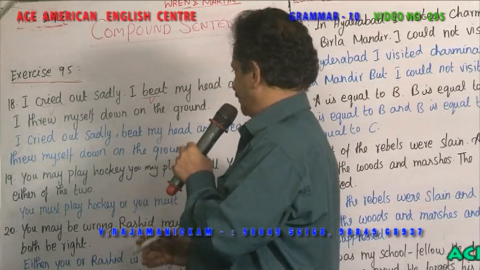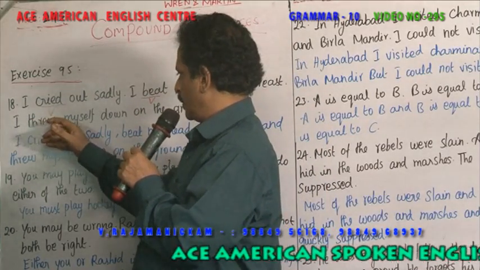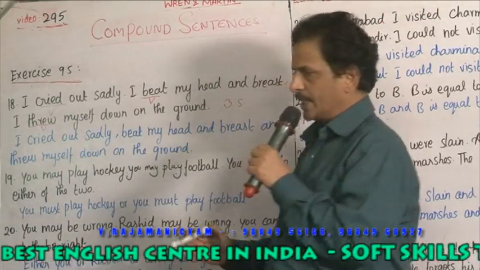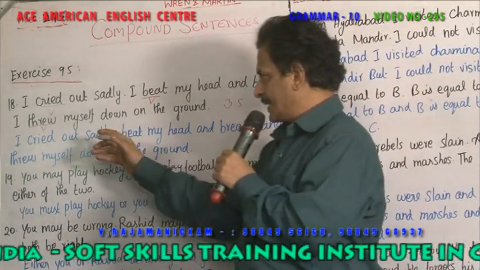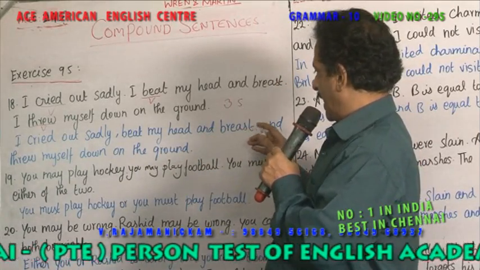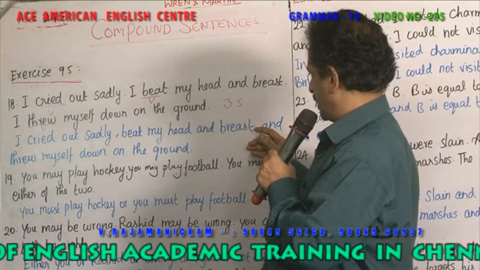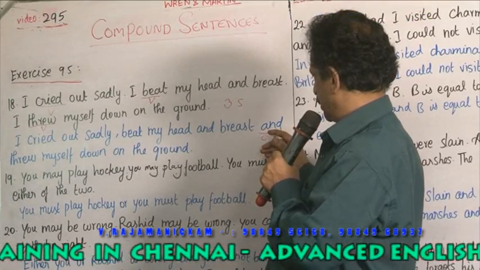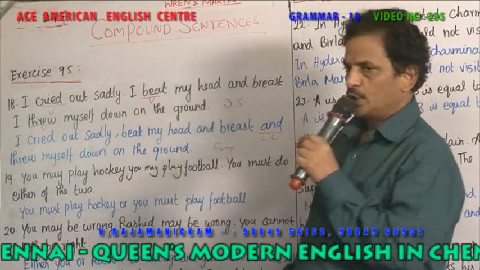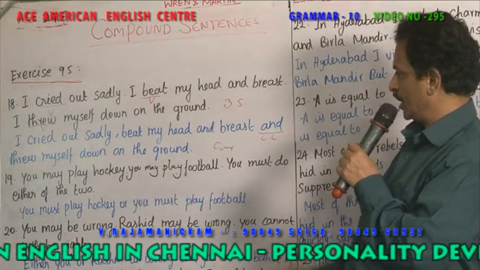I threw myself down on the ground. Threw is one of the verbs. So three simple sentences are there. How do you connect all three sentences? I cried out sadly, beat my head and breast, and threw myself down on the ground. And is the correlating conjunction. So this becomes a compound sentence, three sentences joined with the correlating conjunction and.